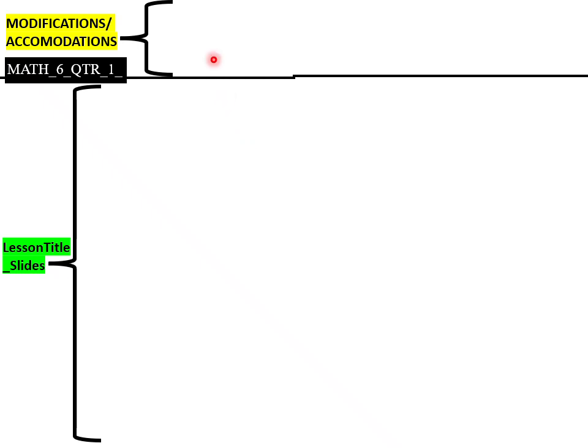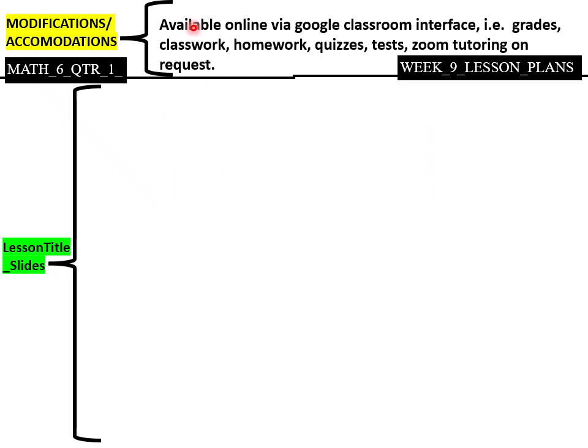Let's go right into our accommodations and modifications for Week 9, Math 6, Quarter 1. And these would be available online via Google Classroom interface. That is grades, classwork, homework, quizzes, tests, Zoom, tutoring on request, all through Google Classroom.